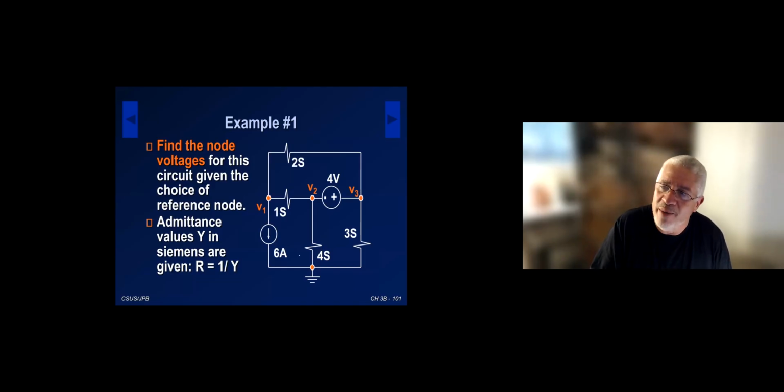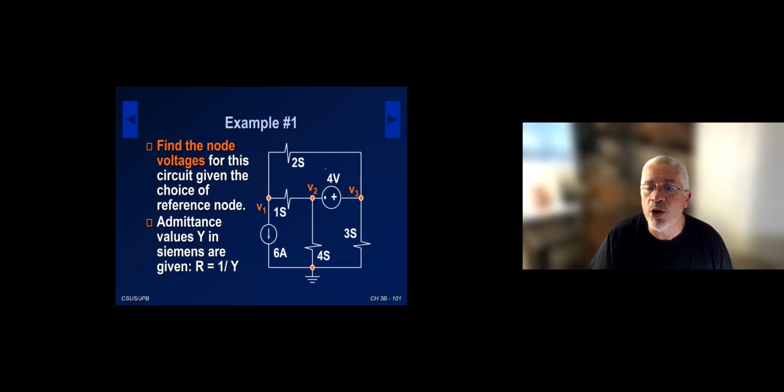So how many nodes we have? We have 4 nodes. How many unknowns we have? We have 3 unknowns, V1, V2, and V3. The next question I'm going to be asking you from now on, how many voltage sources we have? And you should answer 1 here. We have 1 voltage source, and it's that 4 volt.